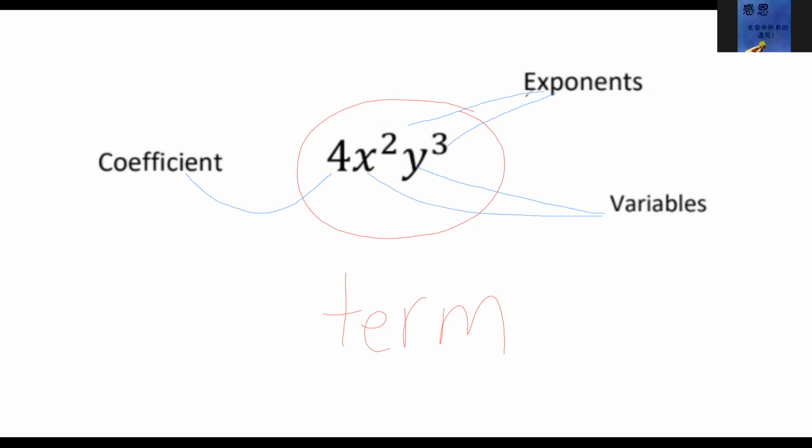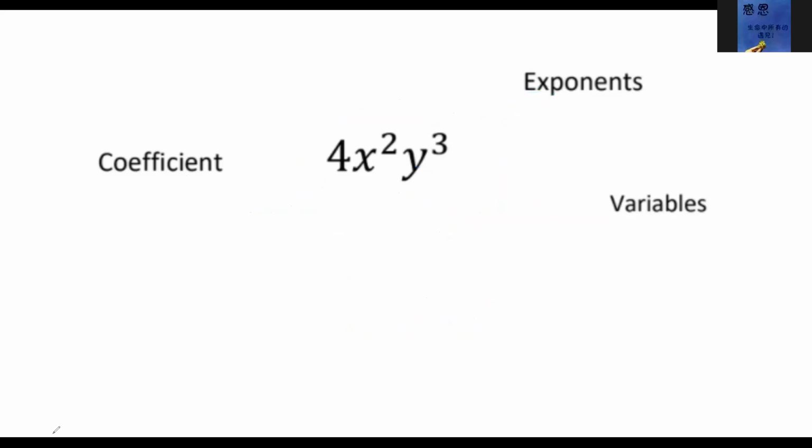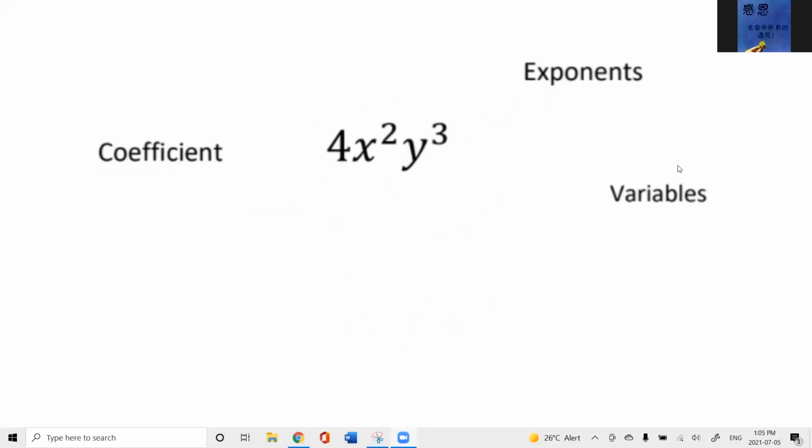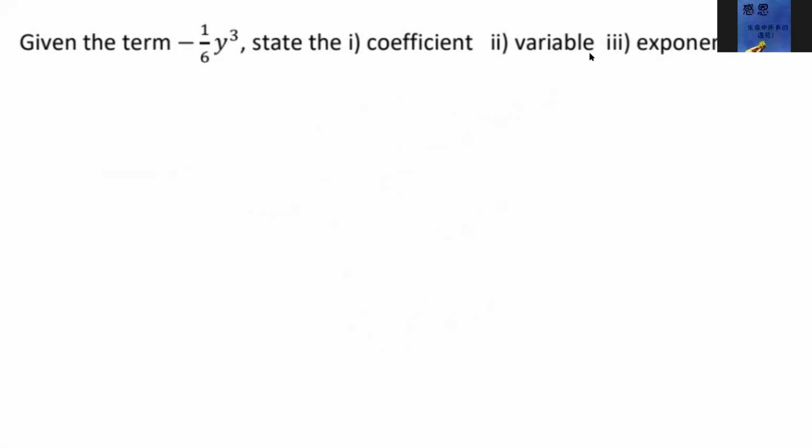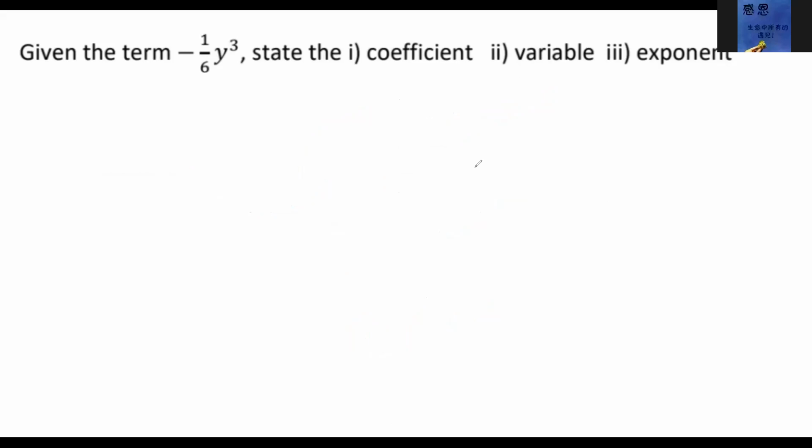Okay, so once again, this is a term. When you add and subtract terms, what you get is a polynomial, more or less. Okay, so let's just make sure you have the terminology correct. Amanda, you can answer the first one. Given the term -1/6y³, what's the coefficient? 1/6. Correct. Oh, actually, try again. It's almost. Oh, correct. -1/6. Yeah, -1/6. And what about the variable, Eason? Y. Yep. And then, Eason, once again, the exponent is? Three.